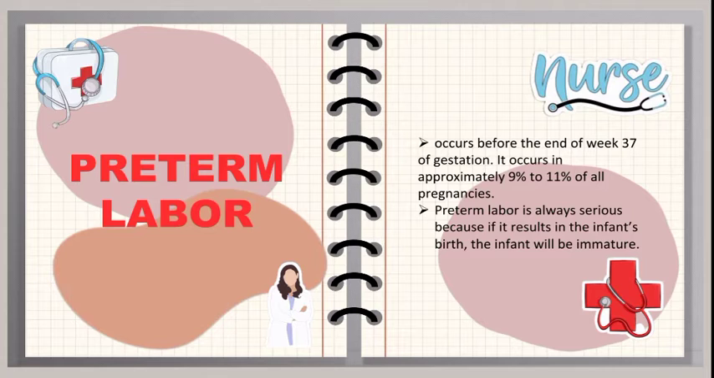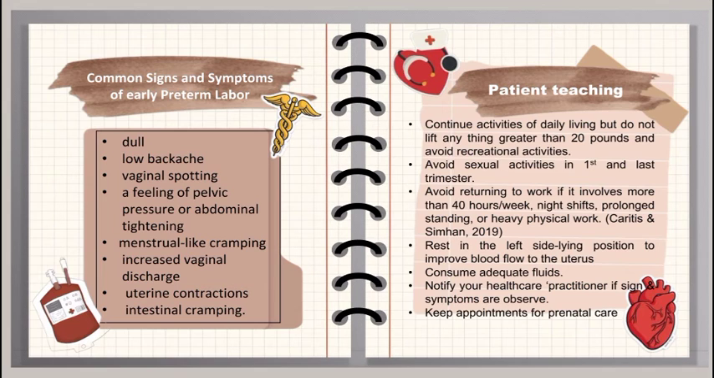Premature birth is when your baby is born before 37 weeks. Your baby needs about 40 weeks in the womb to grow and develop before birth. Therefore, babies that are born before 37 weeks of pregnancy are called premature, and we all know that premature babies can have serious problems at birth and later in life. So, what are the common signs and symptoms of early preterm labor?